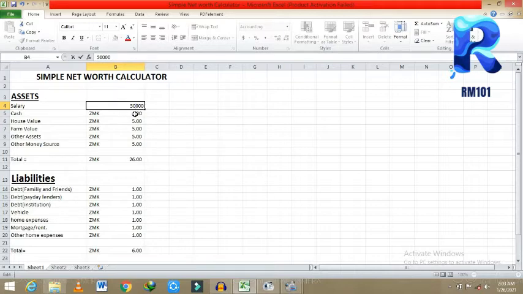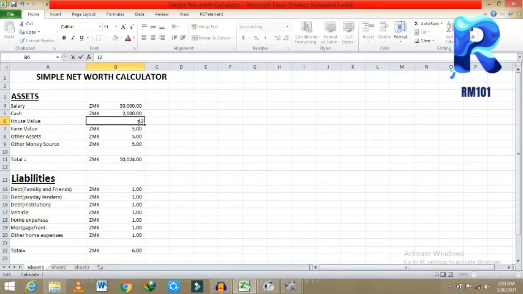Then her house value, the house she owns. The house that she owns is valued at 120,000. Then her own farm, 20,000. She's not a big farmer, you know.